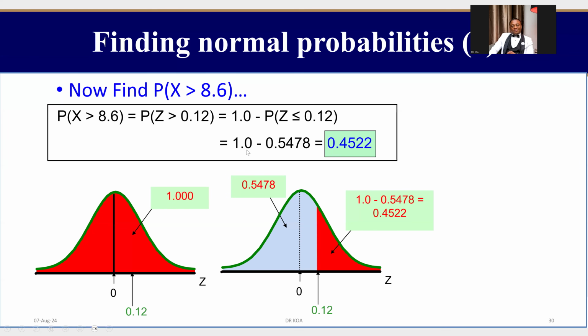So ladies and gentlemen, that brings us to the end of our study. Next time, we will see how to switch. We have just seen how to move from X and use the X to find the Z and use the Z to find the probability. Next time we'll just move it backwards slightly. If I've given you the probability, how do you find the Z? How do you find the X? It's very simple. Very, very simple.